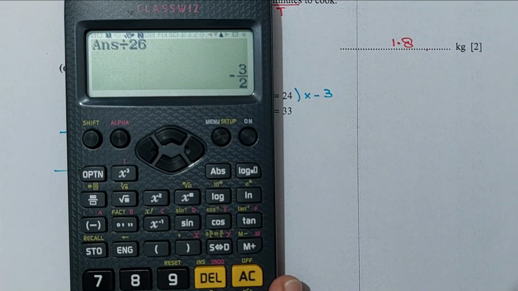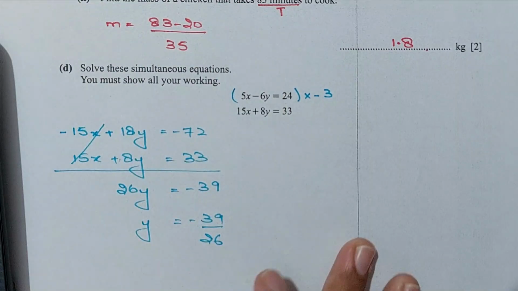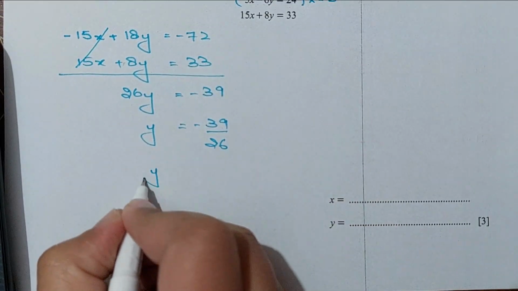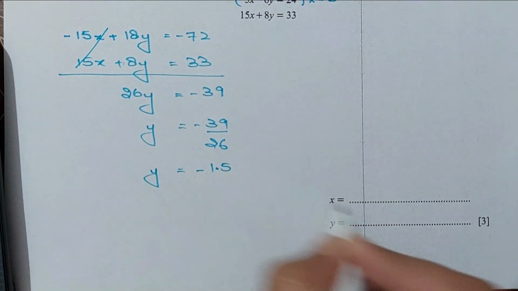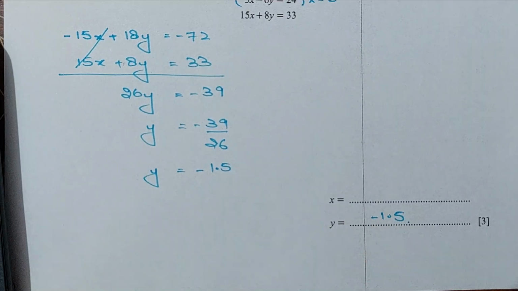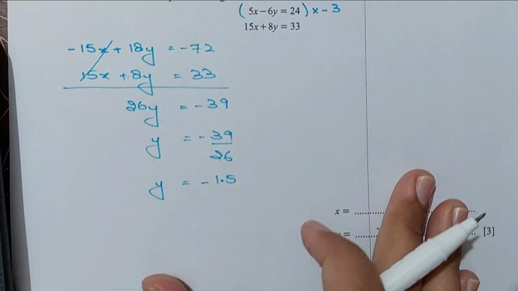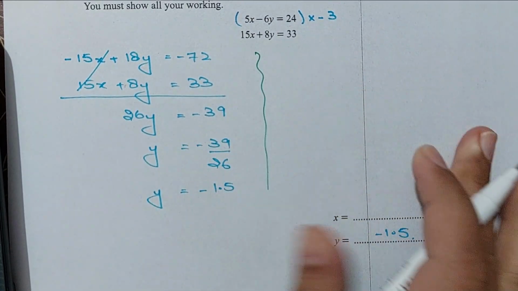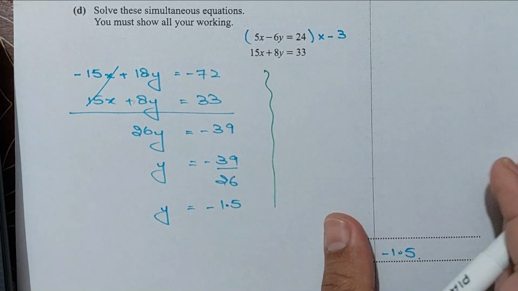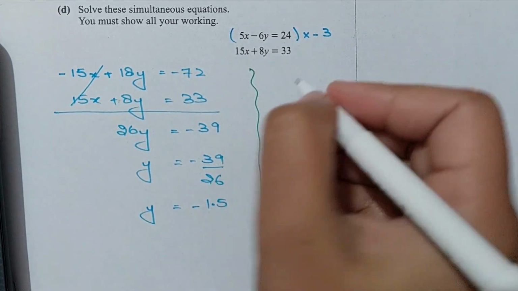This would be 3 by 2, or we can say negative 1.5. The y is minus 1.5. Let me solve for x now. Now to solve for x, you can put the y value into the first equation or the second. This is your choice. So let me plug it into the first equation.